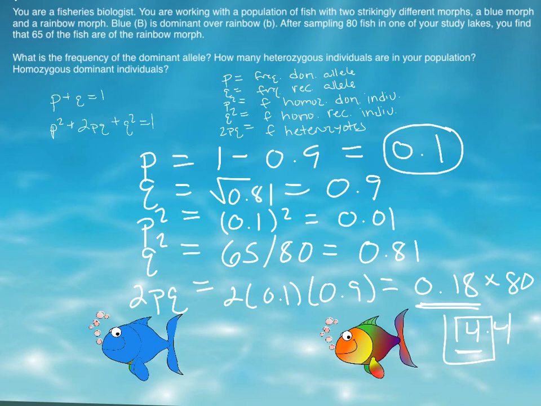So last, homozygous dominant individuals, same thing, multiply the frequency by the total number, and we get 0.8. Again, we can't have a portion of an individual, so round up to about 1, and that would be our answer there.